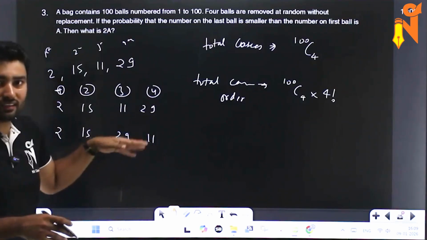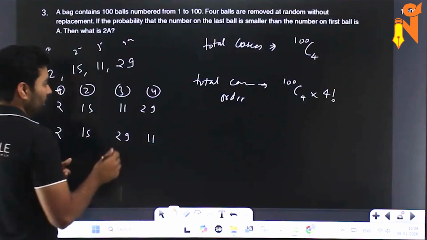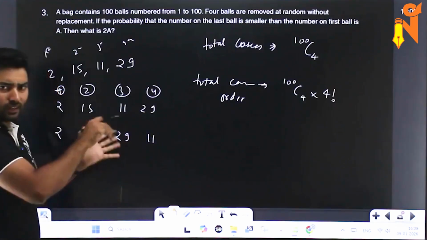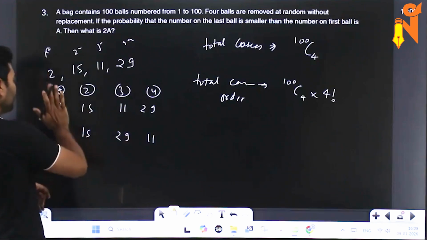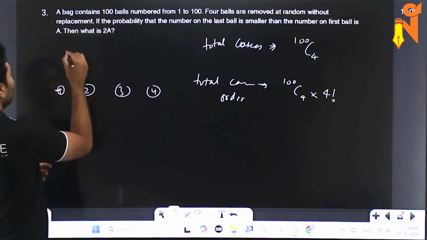Actually, how many cases are there? 24 cases are there. Okay, 24. Now, if you check this properly, don't count like this. Okay, it will take too much time. What you will do here? Again, I will take a simple example. Okay, take 1 2 3 4.